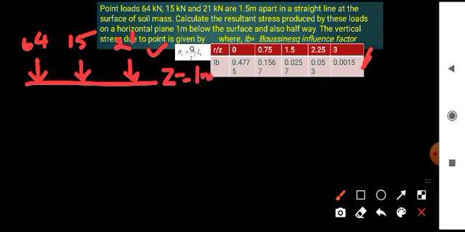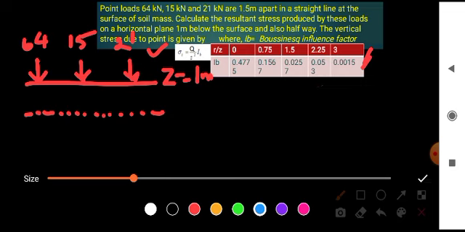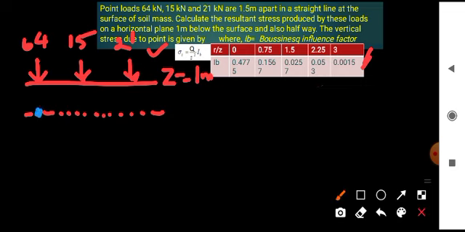Then radial distances we have to consider. For example, this is the plane on which we have to consider the influence or the vertical stress. This is the first point, this is the second point, and this is the third point. Let us take A, B and C. Having a depth, the horizontal distances are spaced apart at 1.5 meter spacing.